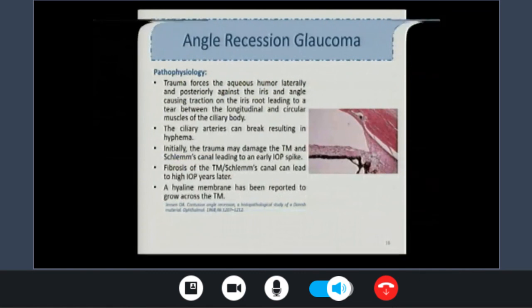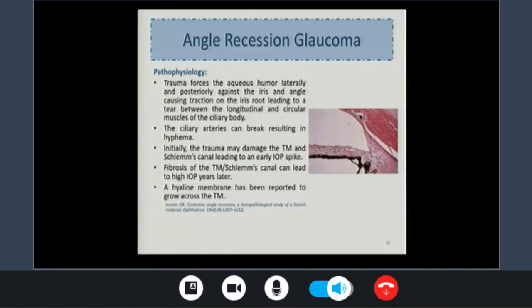So the pathophysiology: when the eye is exposed to trauma, there is shortening of the anteroposterior diameter of the eye. This will force the aqueous humor laterally and posteriorly, pushing the iris and the angle posteriorly, causing a tear between the longitudinal and circular muscles of the ciliary body. This might also result in rupture of the ciliary arteries, resulting in hyphema. And therefore, patients with blunt trauma presenting with hyphema are more likely to have angle recession than those presenting with blunt trauma and no hyphema.